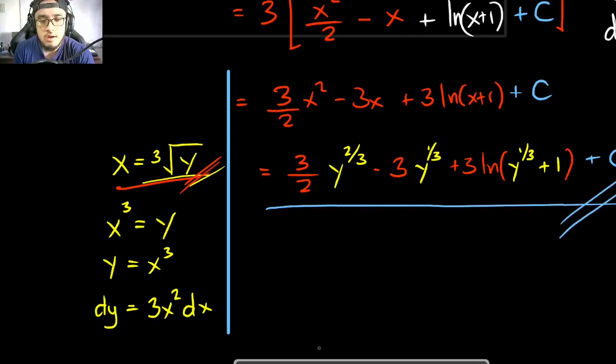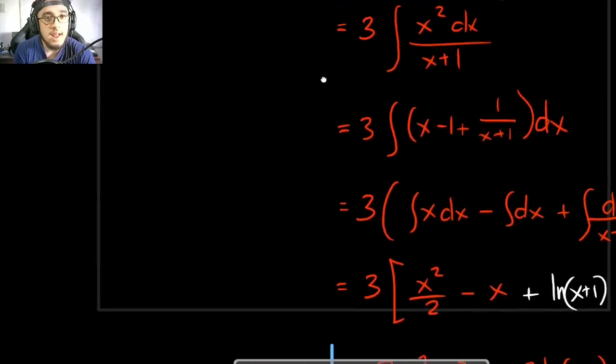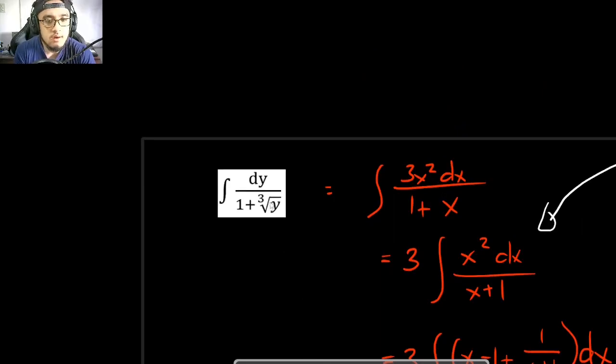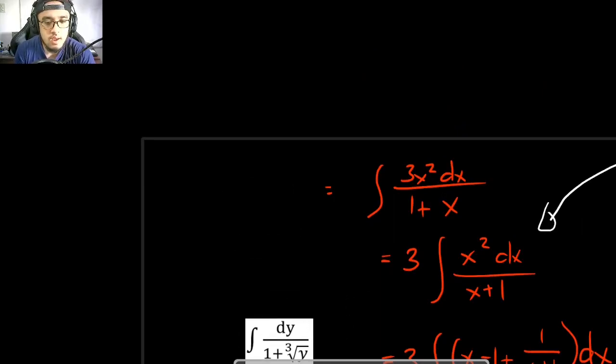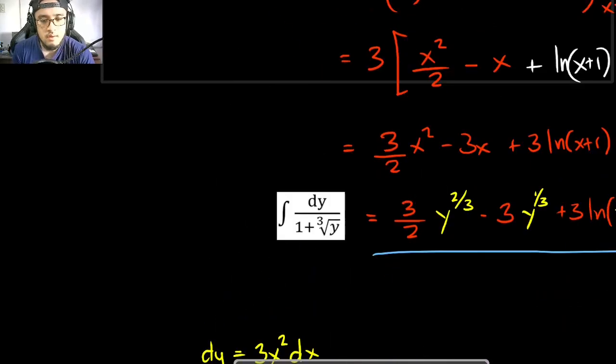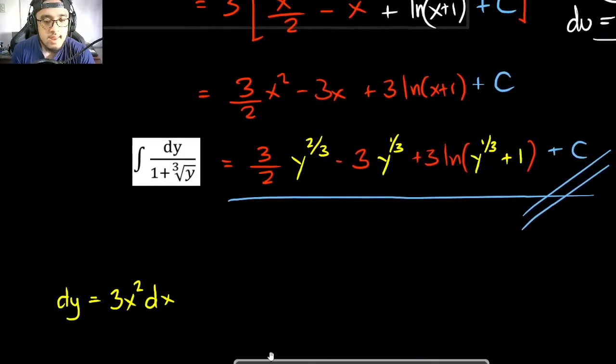So the answer of this equation right here, I would just be moving it. So from that, the integral of dy divided by 1 plus the cube root of y is equal to 3 halves y raised to 2/3 minus 3 times y raised to 1/3 plus 3 times the natural logarithm of the sum of y raised to 1/3 plus 1, plus c. So this is to be your answer for this particular problem.